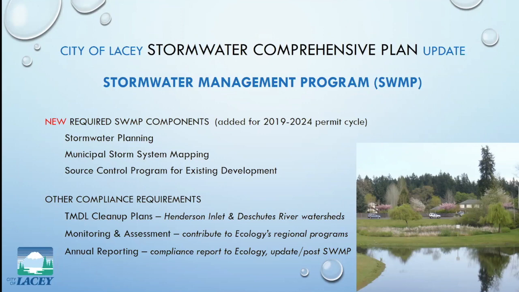If you want to know more about the 2019-2024 municipal stormwater permit requirements, you can read the thing yourself if you like. It can be accessed on Ecology's website. If you just do a search for Western Washington municipal permit, you'll probably find it.